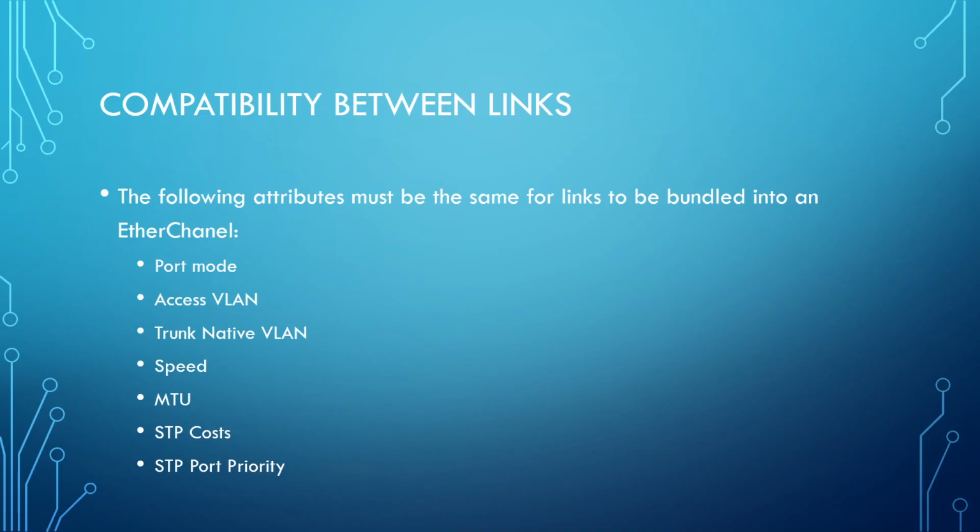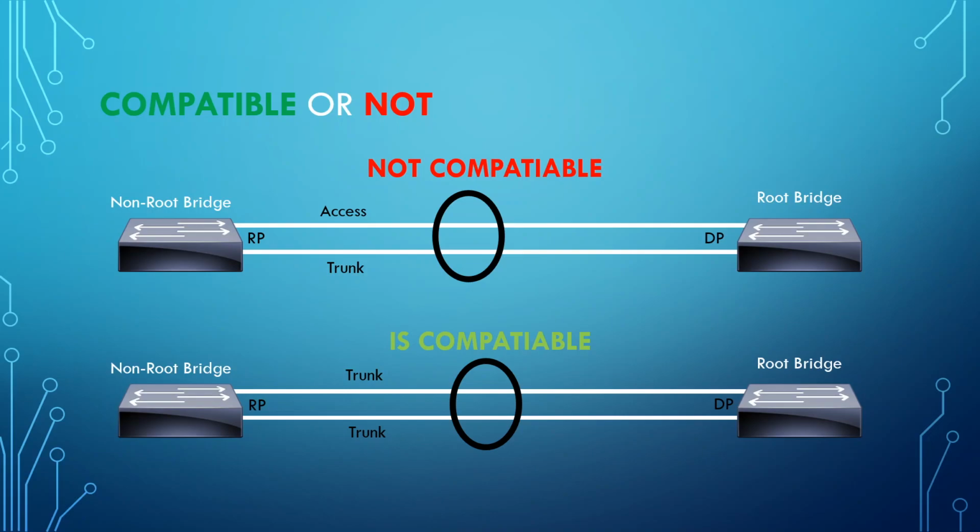One thing to understand is we just can't take any links and bundle them into the same EtherChannel. No, the links have to all have some attributes which are the same. So port mode has to be the same between links. Access VLAN, trunk native VLAN, speed, MTU, STP cost, STP port priority. So I can't do something like this. This will not work. This is not compatible.